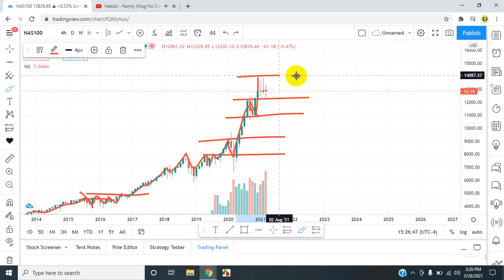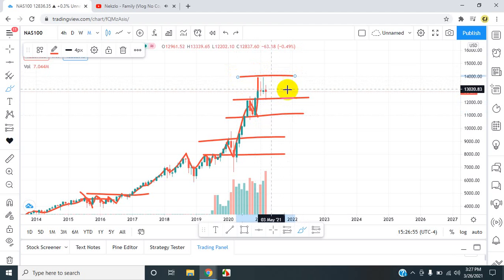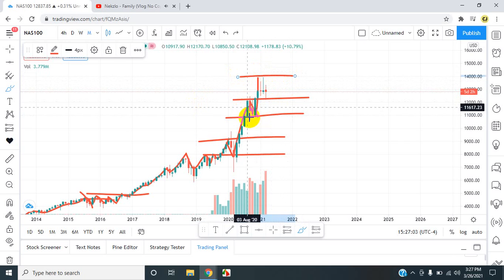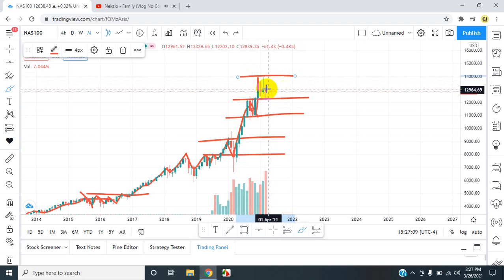So this is the highest the market has ever been when it comes to NAS100. That's currently within the past few months. So within the past few months, the market has been consolidating. This is March, February, January, December. Once December came, we got a big push to the top. It lost momentum, and then January, February, March, the market just consolidated sideways.